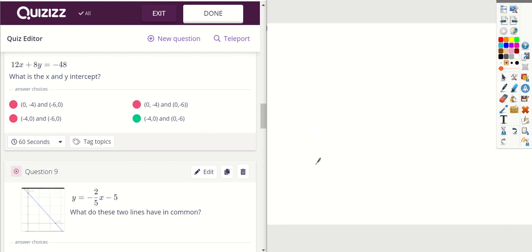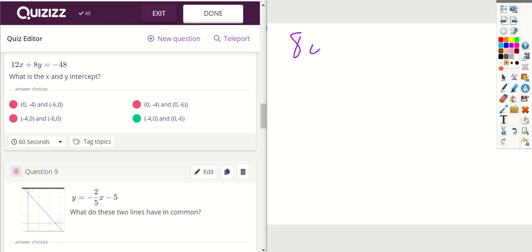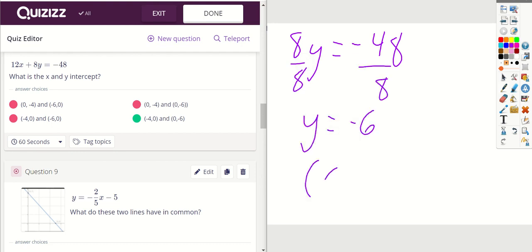All right, what is the y-intercept? So to find the x-intercept, I cover up y, and then I solve for x. And I get -4. So when y is 0, I get -4. So that gets me these 2 choices down here. And then to find the y, I cover up x, and then I solve for y. So when x was 0, y was -6. The reason this one is wrong is this is two x-intercepts.